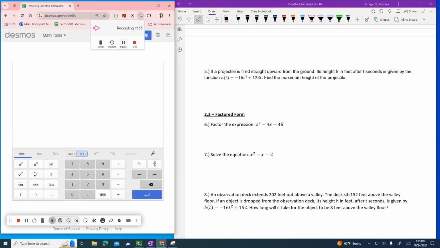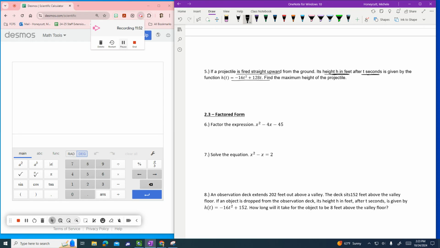For number 5, we have a projectile that's fired straight up. So this is a word problem, and you want to make sure that you have a good understanding of what's happening. There's a projectile that's fired straight up from the ground. Its height in feet after t seconds, these are 2 variables, is given by that function.